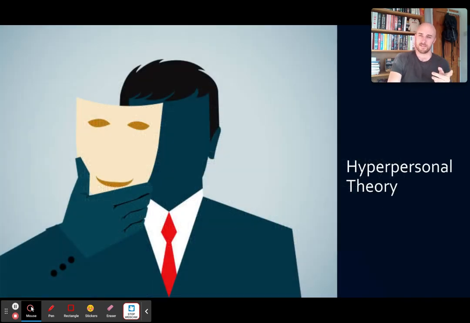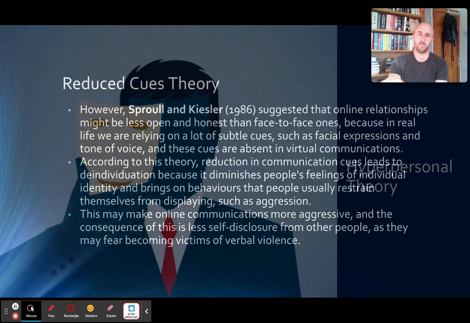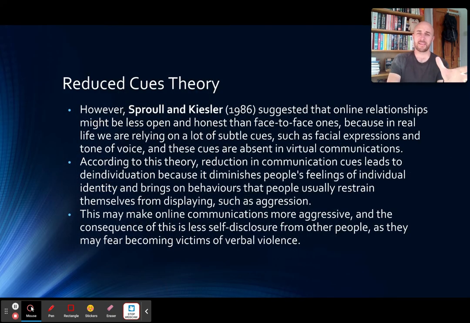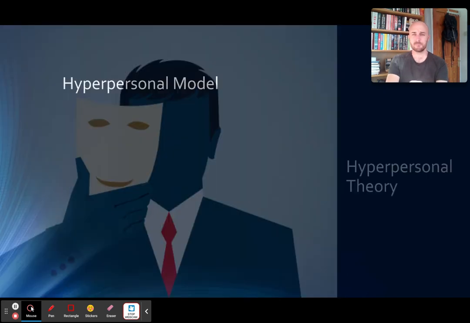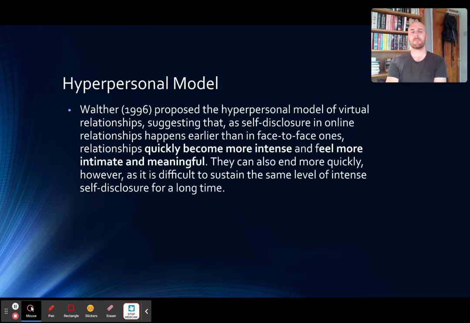The flip side to this is the hyperpersonal model. Hyperpersonal. You are showing too much personality almost, right? Hyperpersonality is essentially what that means. So this is the opposite, where the reduced cues theory, I'll just go back here, says actually you're going to maybe hold back a little bit. The hyperpersonal model is you're going to be either hyper honest or hyper dishonest, but basically you're going to tell them a lot. You're not going to hold back in terms of the information.